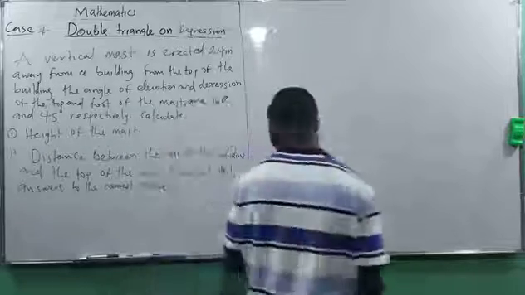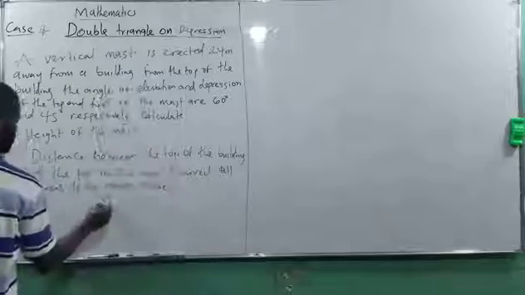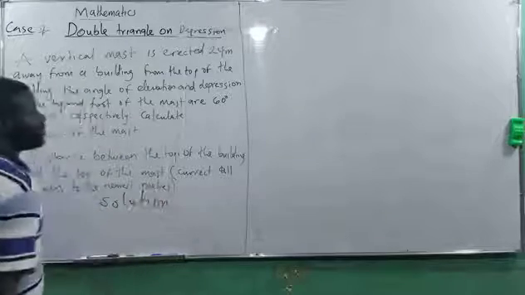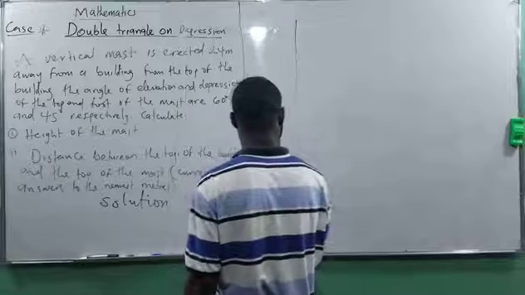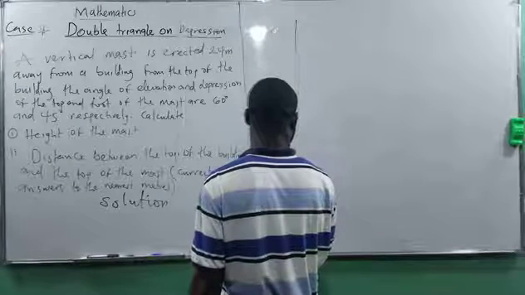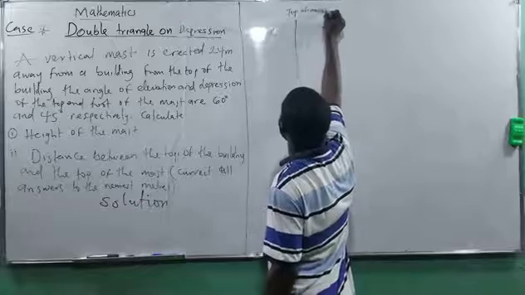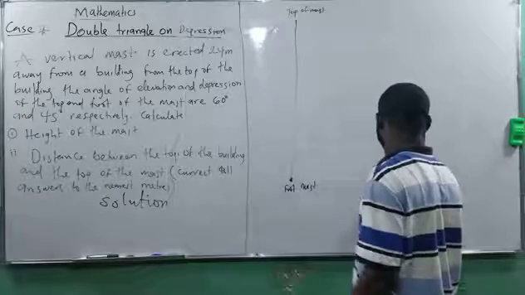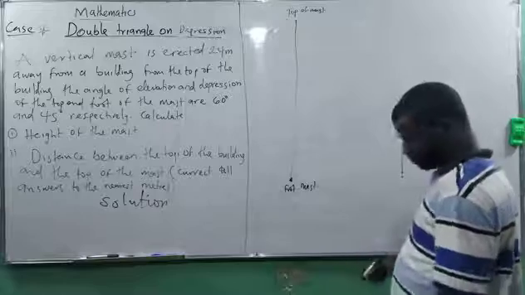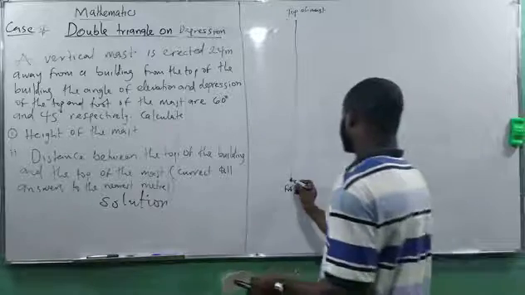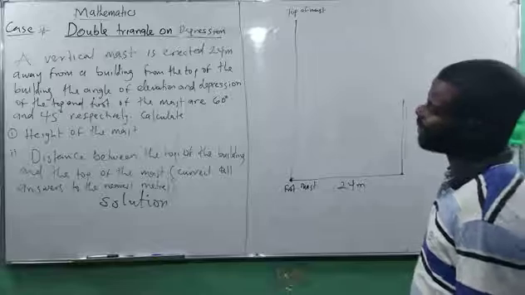Now, this is very, very simple. This is going to be the solution to this problem. Now, here will be the mast. It's very tall. And this is going to be the mast. This is going to be the foot of the mast, and this is going to be the top of the mast. Now, a building will be somewhere here. This is going to be the building, and they are 24 meters away from each other.